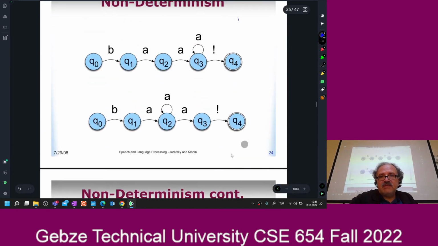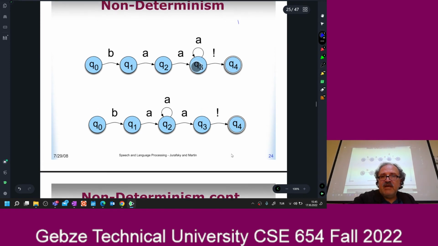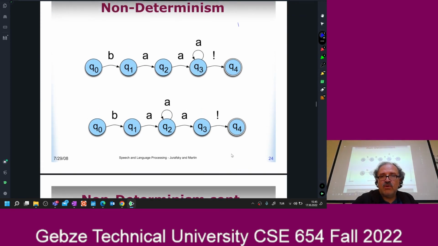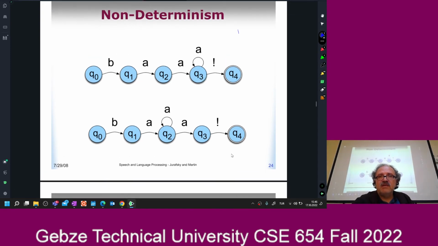This is non-deterministic. Why? I have two ways to go if I observe an A here. I have two ways to go. No, sorry, this one is deterministic, right? So this is deterministic, and this is non-deterministic. They are exactly the same. This is much easier to run than this one.